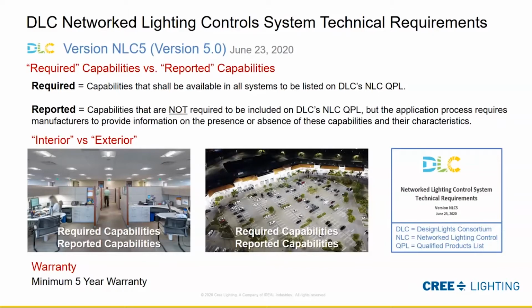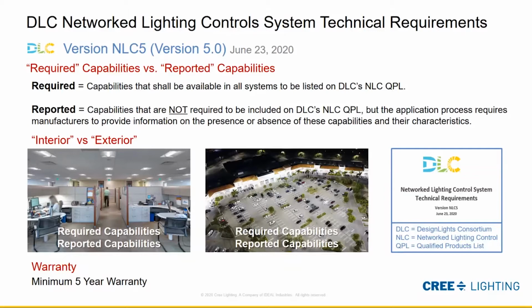The reported ones are nice to haves, capabilities that are not required, but they do exist in a lot of the systems that are out there. And the DLC does report on those and gives detail on some of the different capabilities that a system might offer. So it helps to select the system that your application needs. Even though the required is a smaller subset, you might need one of those reported features. And we'll talk more specifically about what those are as we move forward.